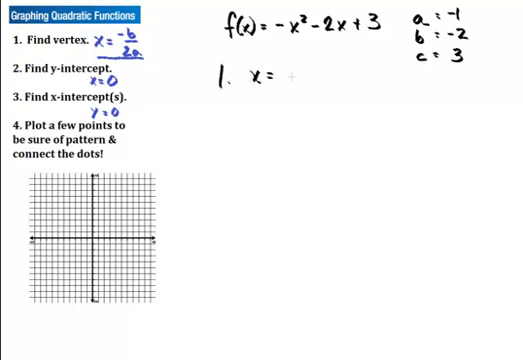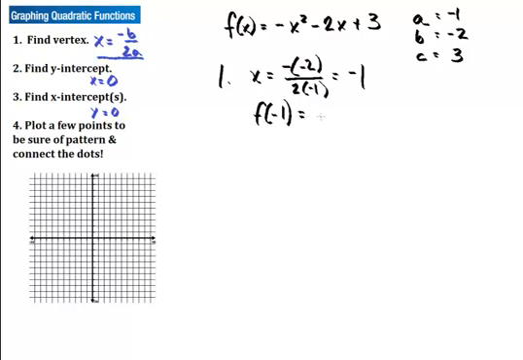Step 1, find the vertex. x equals minus b, so minus a -2 over 2 times -1. This is going to happen at -1. Of course, I can't plot that point, so I need the y value. So let's figure out what f of -1 is.